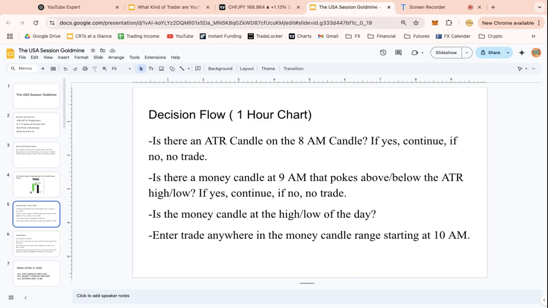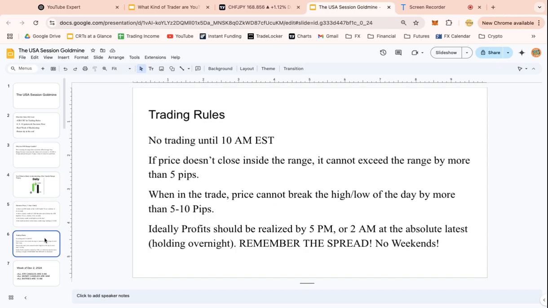Then next, this is one of the most important parts as well. Where that money candle pokes above the candle range's high or low, we want to be sure that money candle is creating the high or low of the day. So it's not enough to just see an ATR candle at 8 o'clock and say, okay, it's time to trade. We want that money candle to be creating the high or low of the day. So in essence, during the 9 o'clock hour, we want to see the high or low of the day. That's pretty much it. If all of these criteria are met, then we can start to enter anywhere around that money candle range starting at 10 a.m.